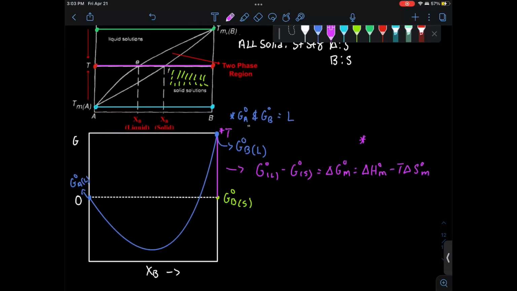If we assume our enthalpy of melting is equal to our entropy of melting, or sorry, not equal, not those two. Sorry about that. We're going to assume the specific heat capacity of our solid is equal to the specific heat capacity of our liquid, which allows us to use this as our Gibbs free energy of melting equation.